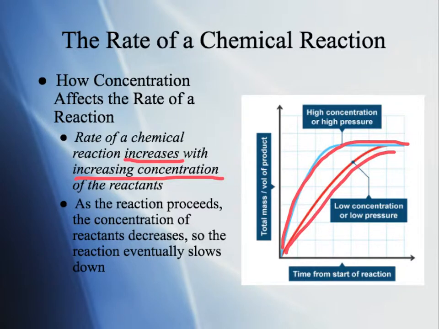As the reaction proceeds, the concentration of the reactants is becoming less and less, because we're turning more reactants into products. So as it goes on, the concentration of the reactants decreases, which is going to eventually slow down the reaction rate overall. It might start off quickly, but in the end it's going to slow down because we're going to be running out of reactants to react with each other to make products.